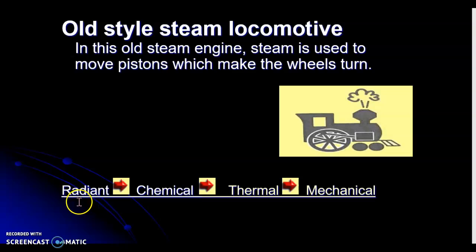So this radiant energy will be stored first. Chemical energy is a stored energy. And once this stored energy is being used, heat is released. Thereby, there's thermal energy. And the thermal energy now is the reason why this steam locomotive can move. And when it moves now, that energy turns to mechanical energy.